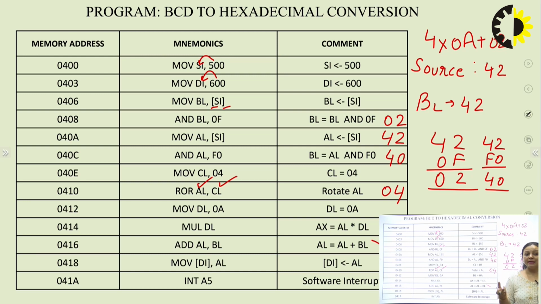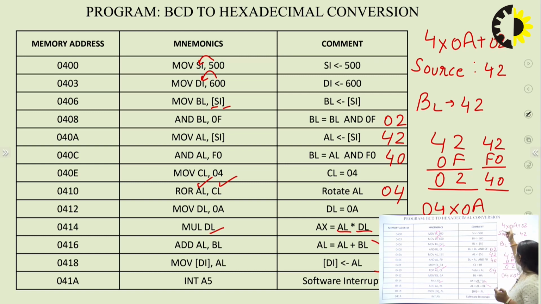That means 0A is the immediate number which I want in one of the registers. So move DL comma 0A. So 0A is the immediate number which will move to register DL. Then multiply DL. This multiply instruction says that the contents of DL will be multiplied with the contents in AL. AL is having 04 in it, so 04 will be multiplied with 0A. You get the answer in AX, a 16-bit answer. If it is an 8-bit answer, then you will get the lower 8 bits in the lower accumulator and the upper 8 bits of the accumulator will be 00.